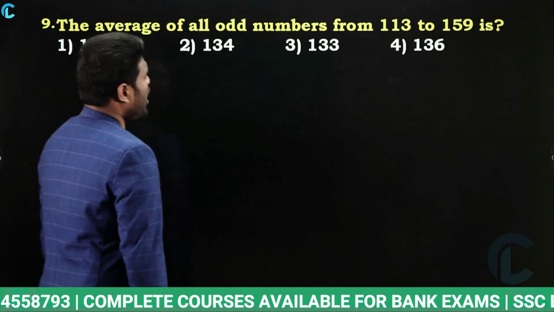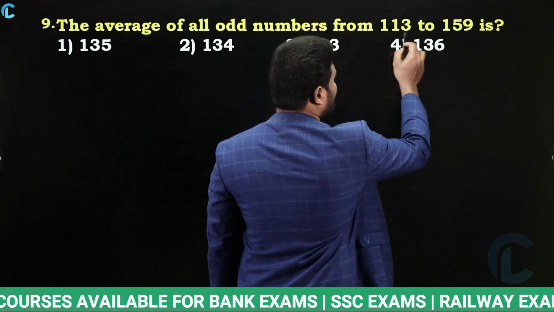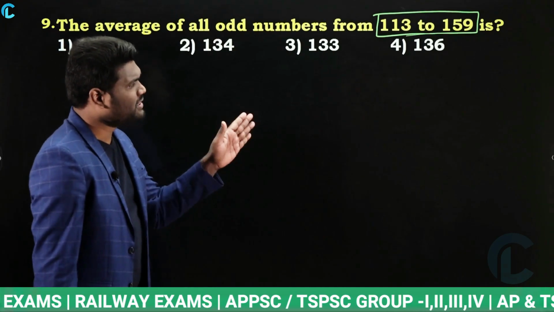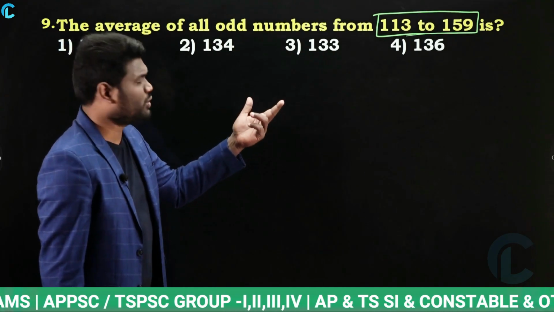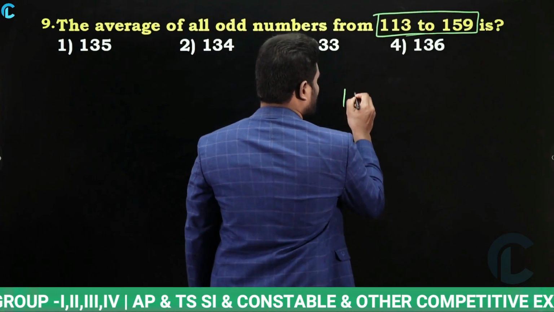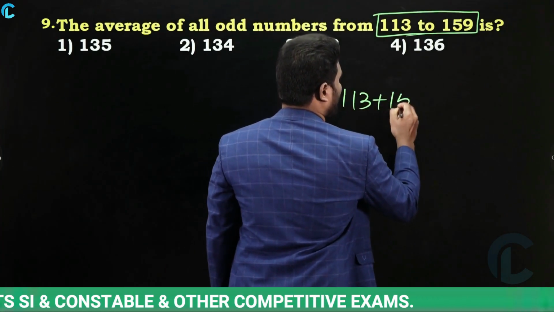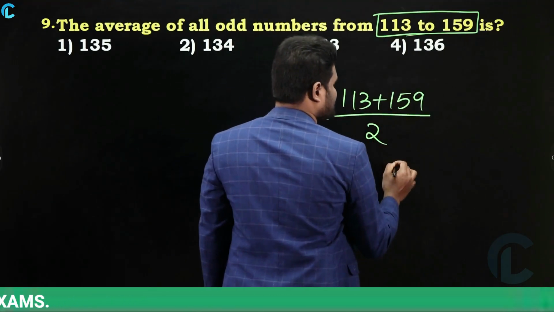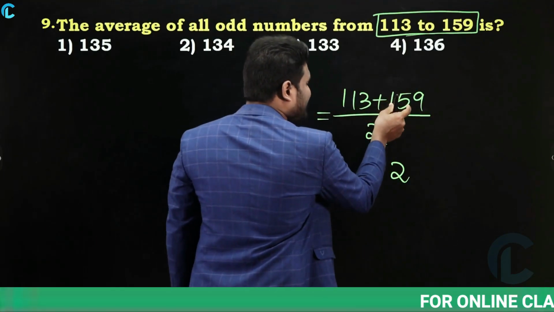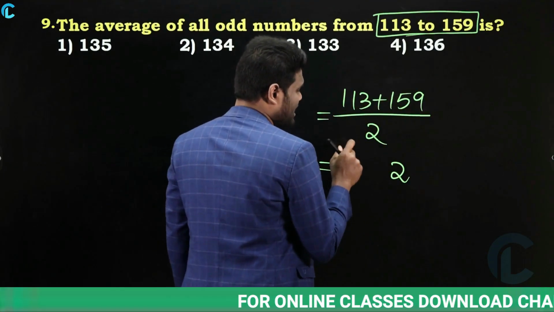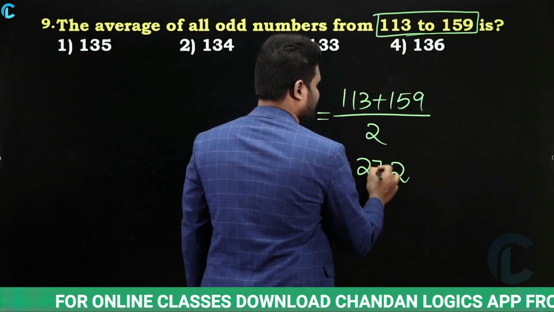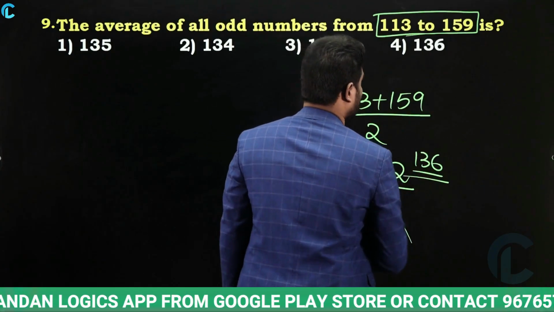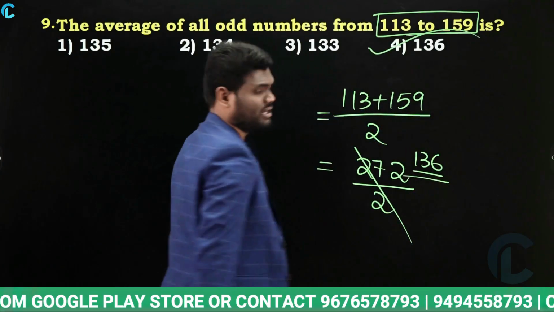The average of all odd numbers from 113 to 159. So you are asked to calculate the average of all odd numbers from 113 to 159. Calculate directly for these two numbers. If you add these two numbers, it is going to be 113 plus 159 divided by 2. So if you add these numbers, 3 plus 9 is nothing but 12. So 1 carry. 15 plus 11 is nothing but 26. 26 plus 1, it is going to be 27. So 272 by 2, it is nothing but 136. Yes or no? So I can say that the answer is going to be 136.